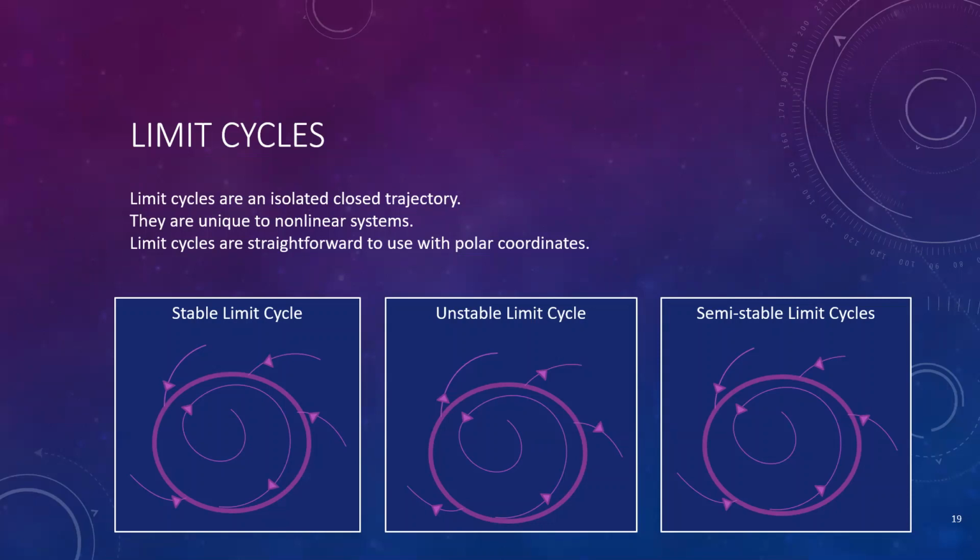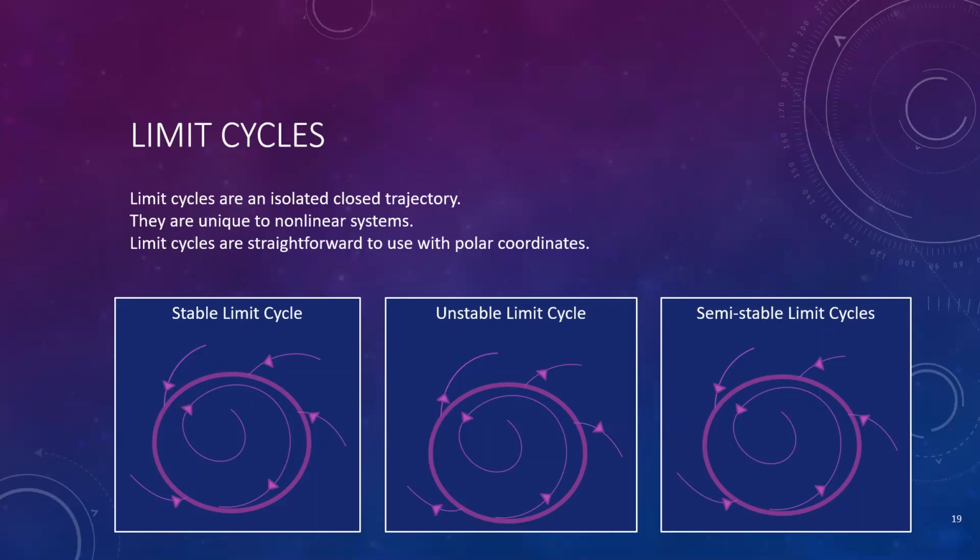In this stable limit cycle, we can see that all points are being attracted to the main limit cycle. All points on the inside are being attracted to the line, while all points on the outside are also being attracted to the line, similar to what we have in our phase diagram.